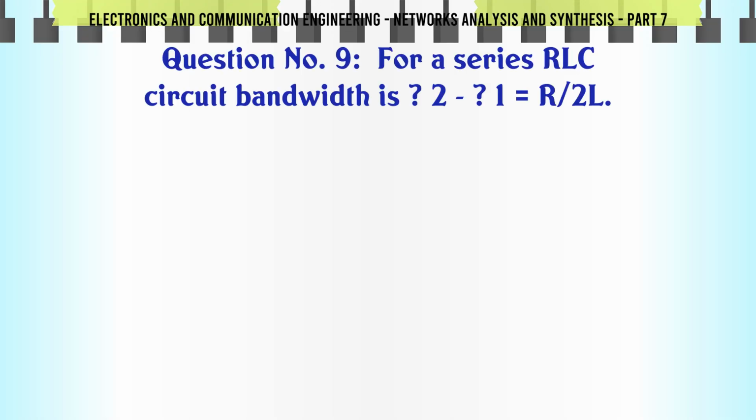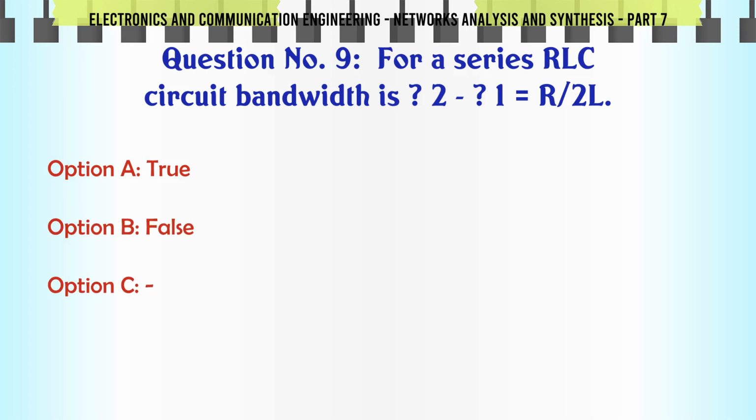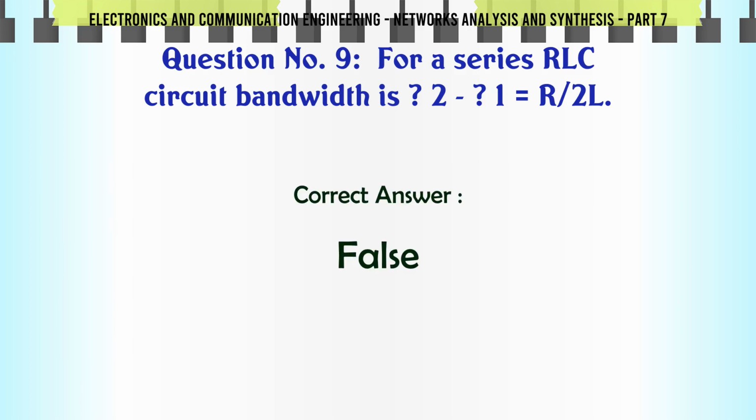For a series RLC circuit, bandwidth is 2 × (1/R)(2L). A, true; B, false. The correct answer is false.